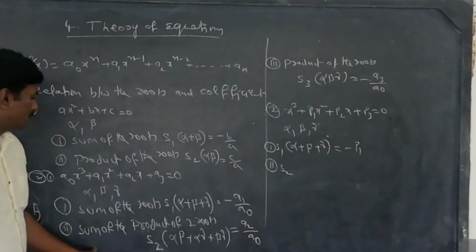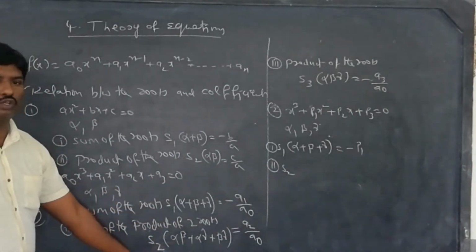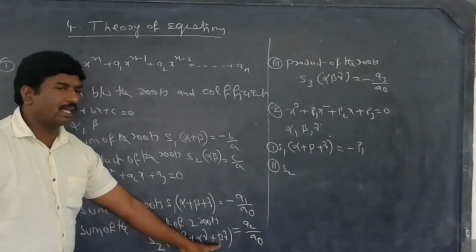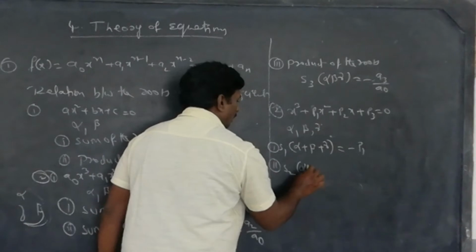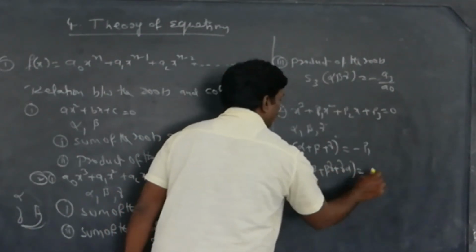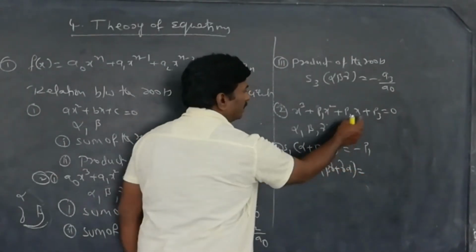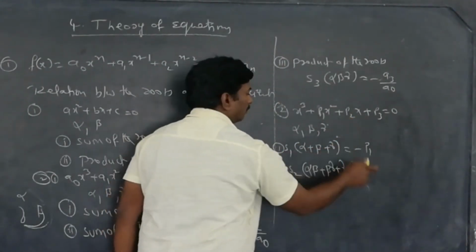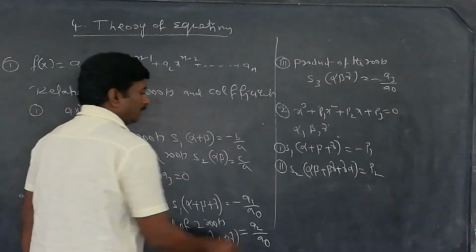Now second one, S2. S2 means sum of the product of two roots, that is alpha beta plus beta gamma plus gamma alpha. So take alternate sign, before it is minus, now plus. Which sign do you have to take now? P2, third term quotient.